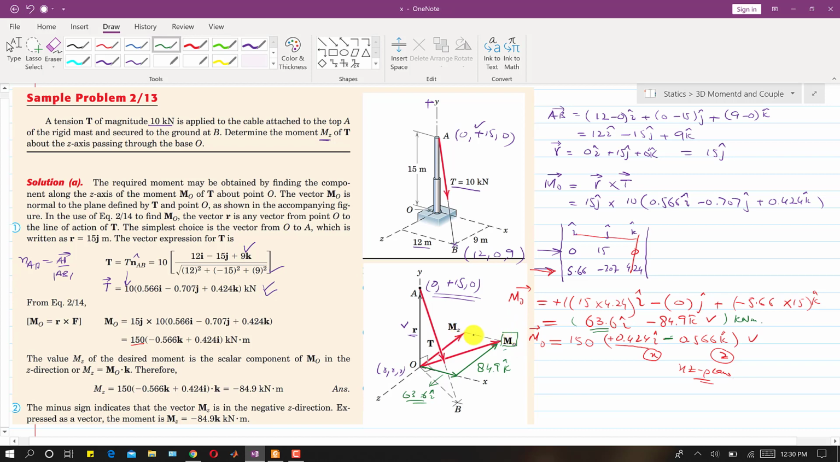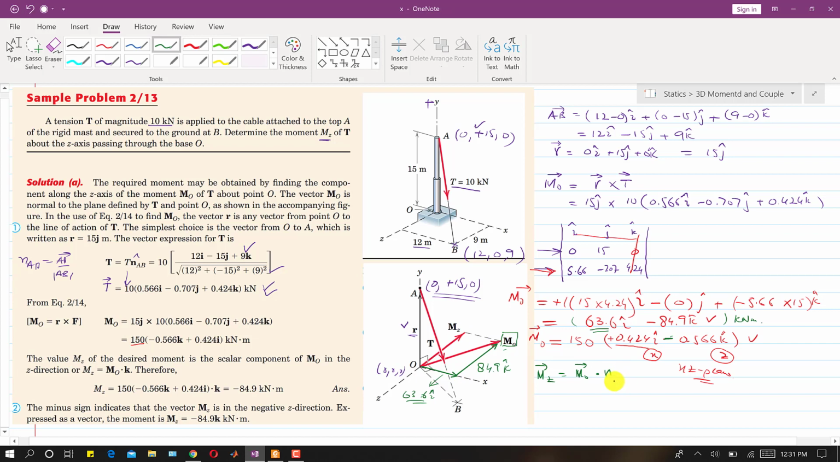Now we need to determine the moment about Z. As we can see, we can use the dot product if we want to find the projection of this moment on this Z axis. We will use that same concept, right? So the moment about Z will be equal to the moment about O dot the unit vector along this z-axis.